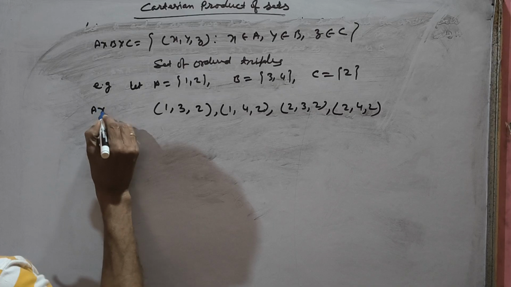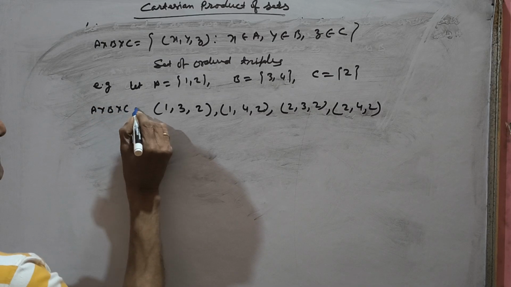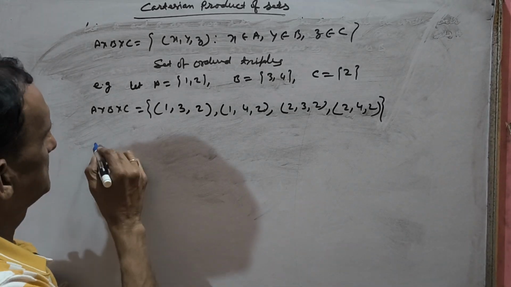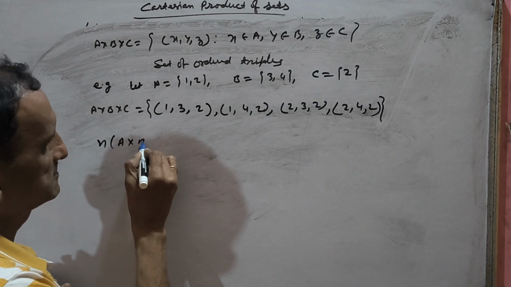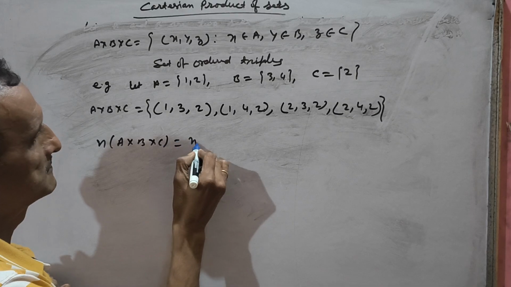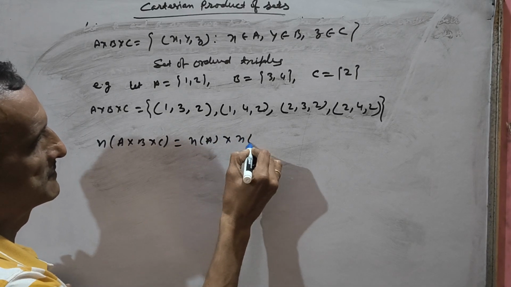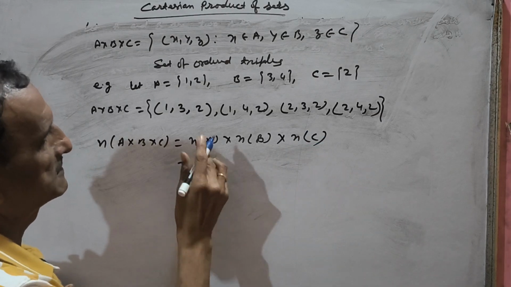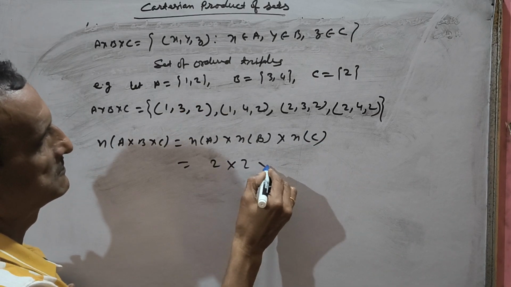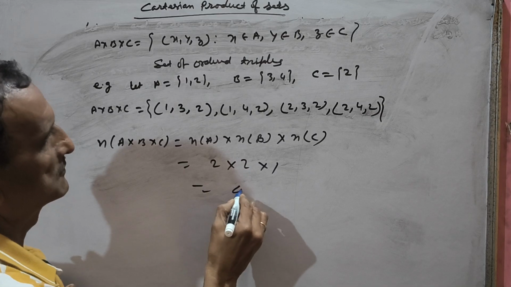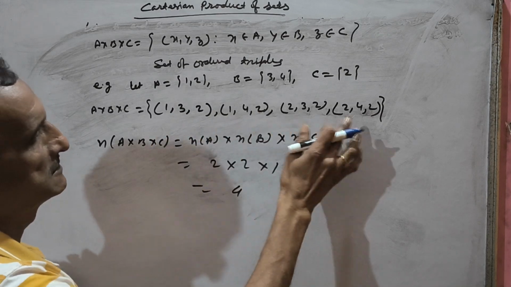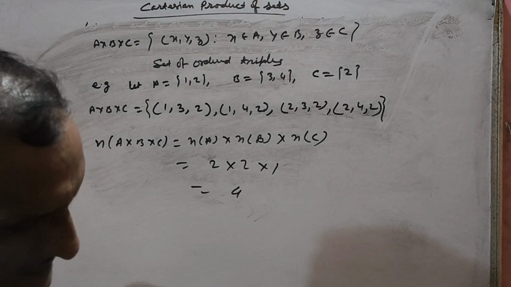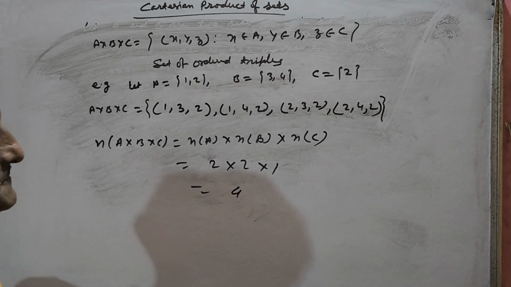This is called A cross B cross C. It is known as the set of ordered triples. Number of elements in A cross B cross C: what will we get? Number of elements in A into number of elements in B into number of elements in C. What do we have here? 2 into 2 into 1. How much will we get? 4: 1, 2, 3, 4. Understood now? So this is called Cartesian product of sets.